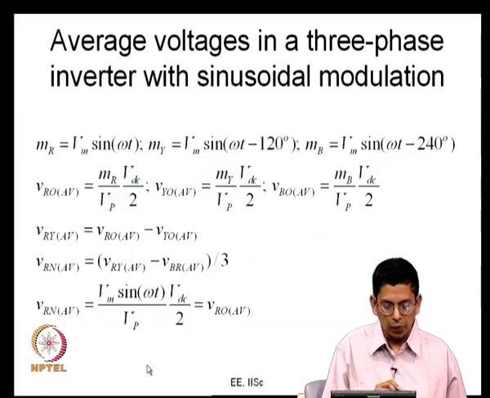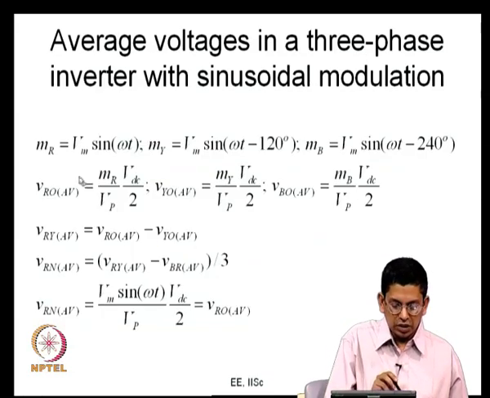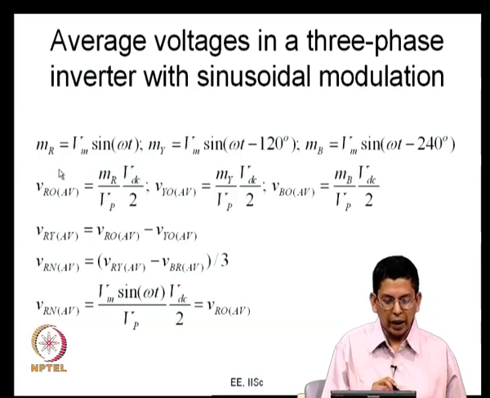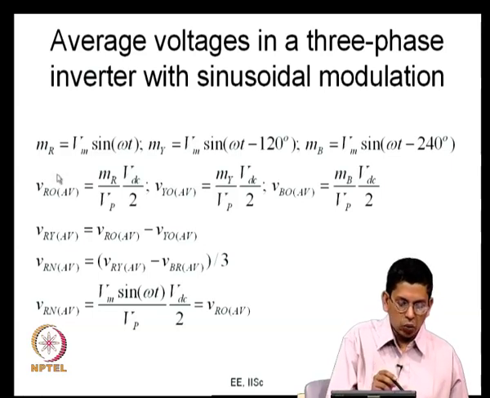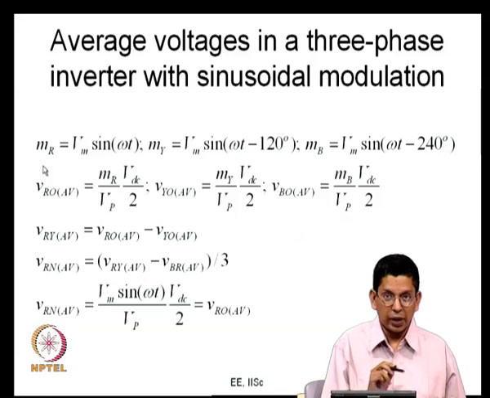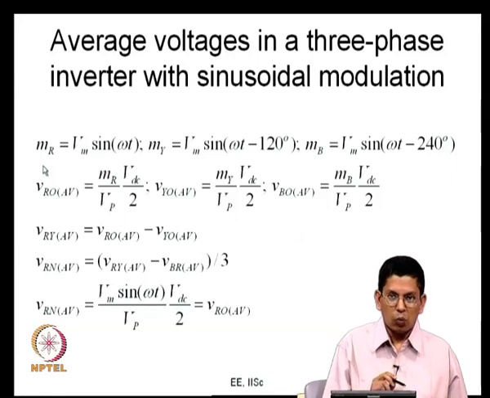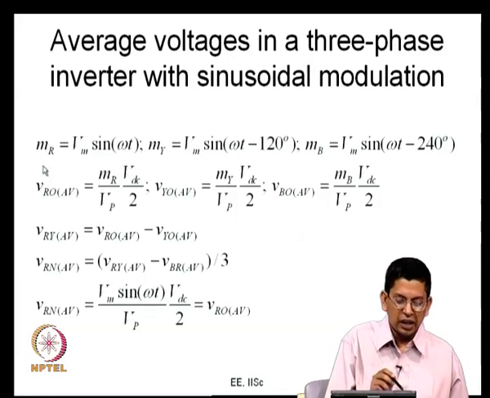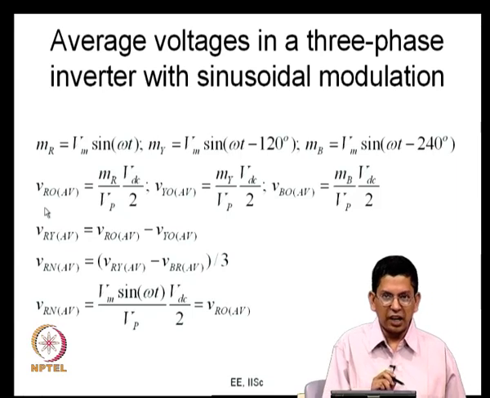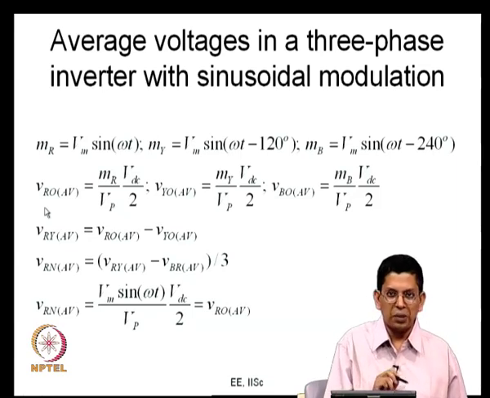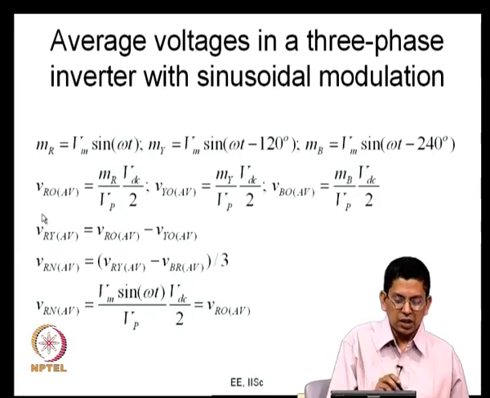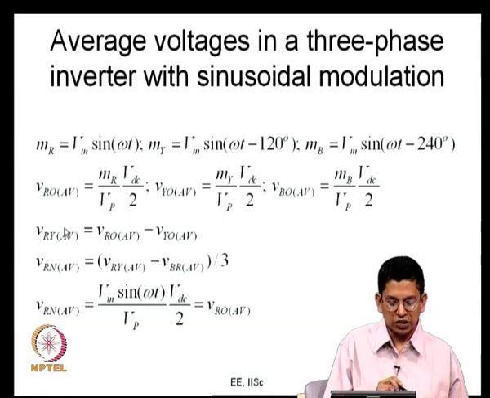So, what do we do now? This is the modulating signal. Let us look at the so called average pole voltage. Let us break it up. Say pole. What is pole? Pole is nothing but the midpoint of a leg, because we said every leg is a single pole double throw switch, and pole means midpoint of that. The terminals R, Y and B can be called poles.